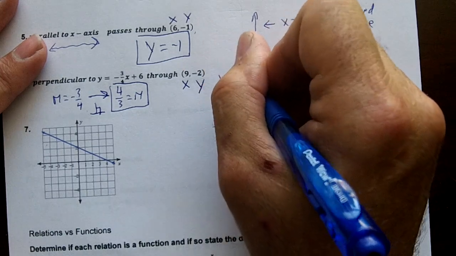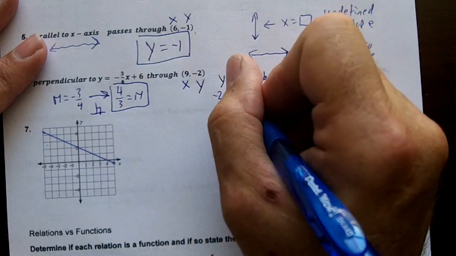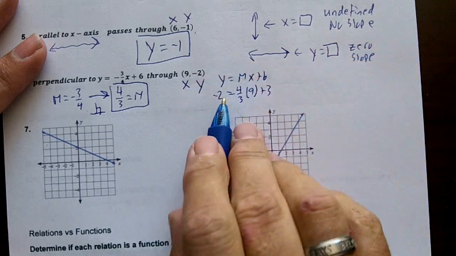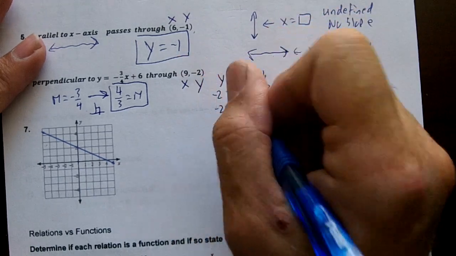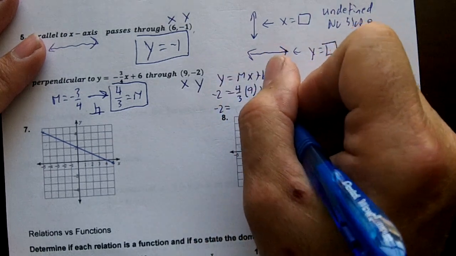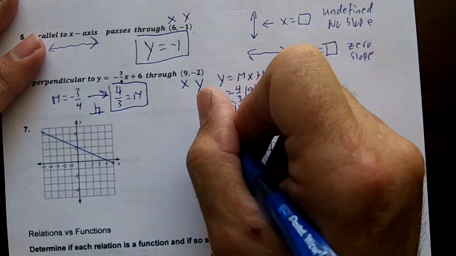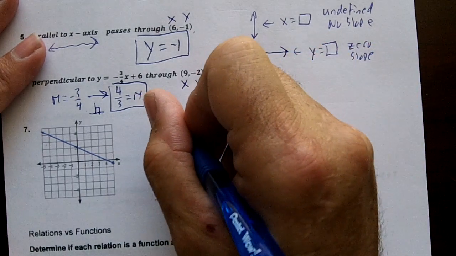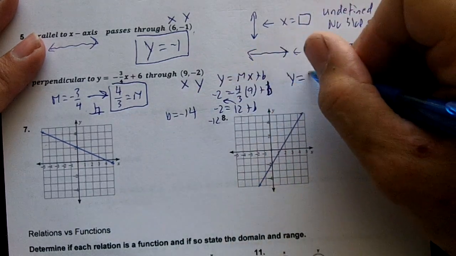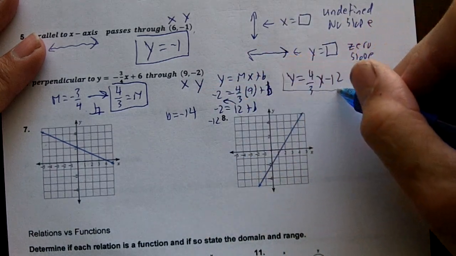So this is my m, this is my x, this is my y. I'm going to write down y equal mx plus b. I'm going to make my y -2 equals 4/3, parentheses, x is 9, plus b. Then I'm going to have -2 equals 4 times 9 is 36, divided by 3 is 12. Ooh, this is plus b, I'm sorry. So 12 plus b, move over the 12. So b is going to equal -14. So that makes my equation y equals 4/3x minus 14. That's my y-intercept, isn't it?